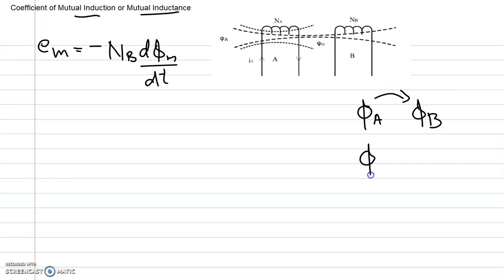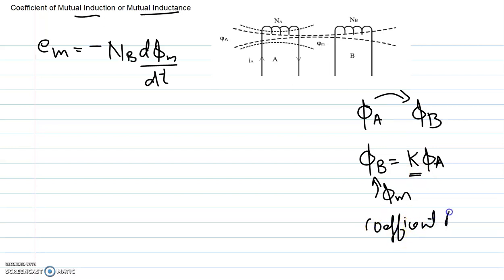So phi B will always be equal to K into phi A. So K will be less than 1. That is, not all flux of phi A is linking with the coil B, and this phi B is nothing but the mutual flux. Okay. So K is always less than 1, and that is known as the coefficient of coupling between the coils. K is nothing but the coefficient of coupling.